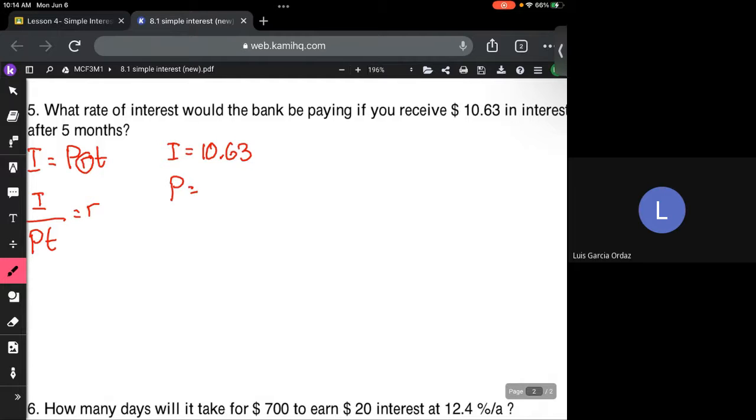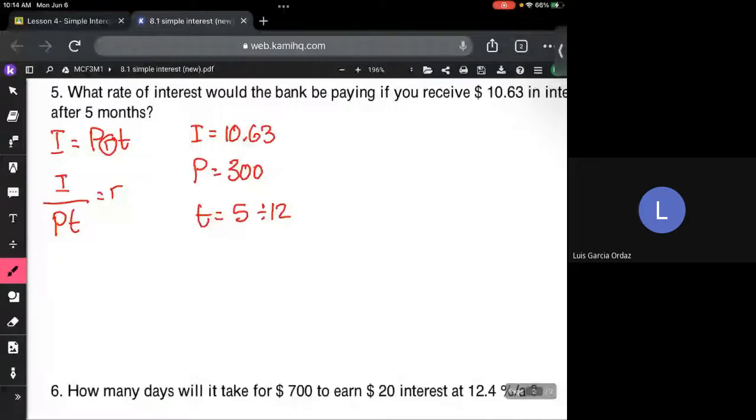300. And remember, I have 5 months, so I need to convert that into years. So 5 divided by 12 is what? I need to take my months and convert that into years. 0.416. 0.417. We'll round it to that. So now I have my I, the P, and the T. So I is 10.63, P is 300, and T is 0.417, and that all gives me my rate.